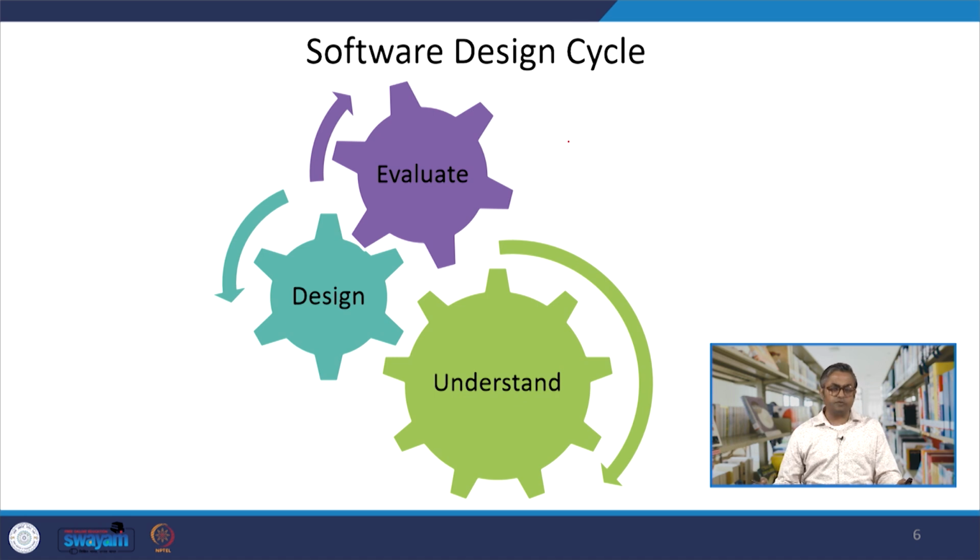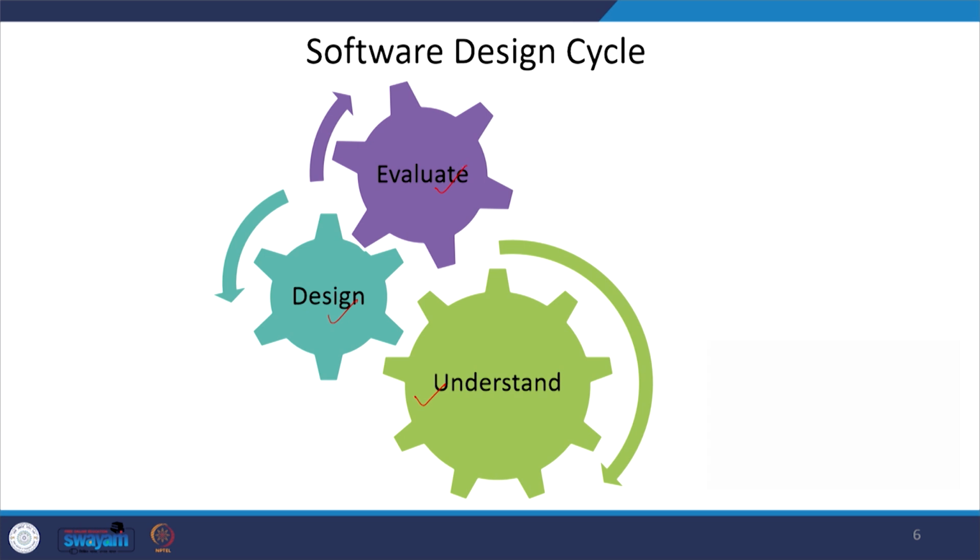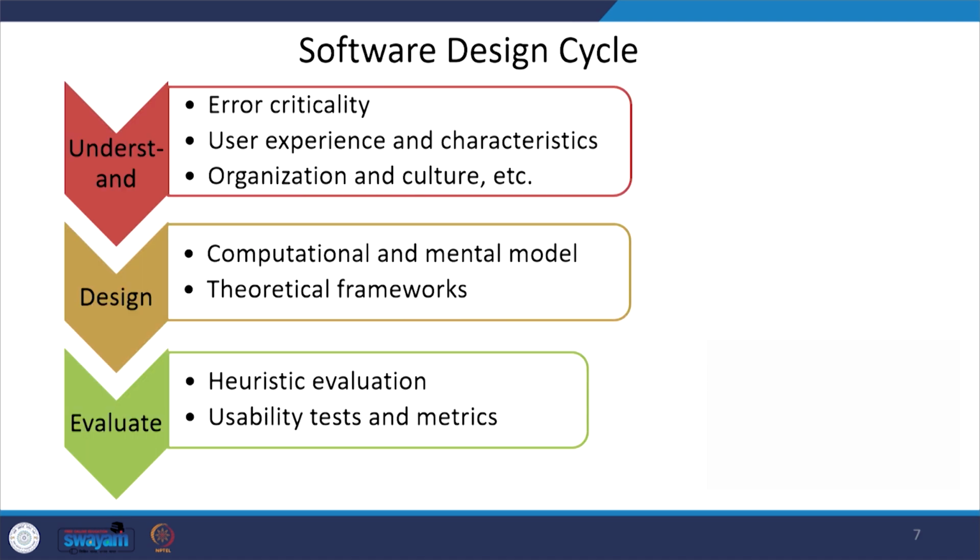Now, when we talk about a software design cycle, how this software is being designed, we have to understand the root cause of such a design, why such a design is there, what kind of design we can come up with, and then we have to evaluate also. We have to understand why we need that specific software. So, if we see the 3 cyclic levels involved in the software design cycle, the first step is to understand, and here what we are able to see is error criticality.